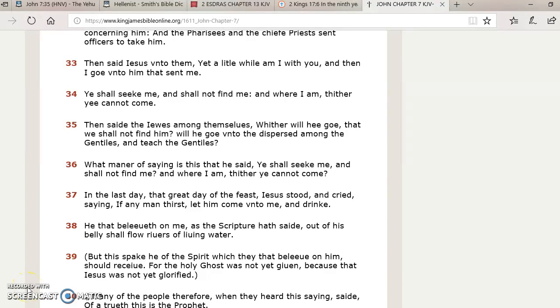This is John 7:35. "Then said the..." Notice that word has an I there. There was no J. Lock it. This is from the King James Version, 1611.